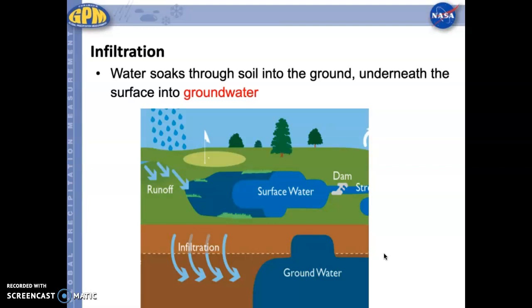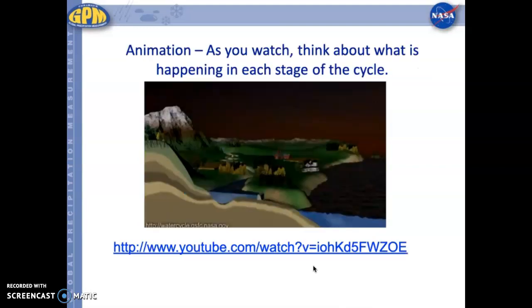As the water is running off, some of it will infiltrate into the ground. This is when water soaks through the soil and it will eventually meet up with groundwater. So the water moves from the surface down into the soil, into the ground, and it will meet up with groundwater. As you have time on your own, go through the PowerPoint and watch this animation and see how you can identify the different parts of the water cycle.